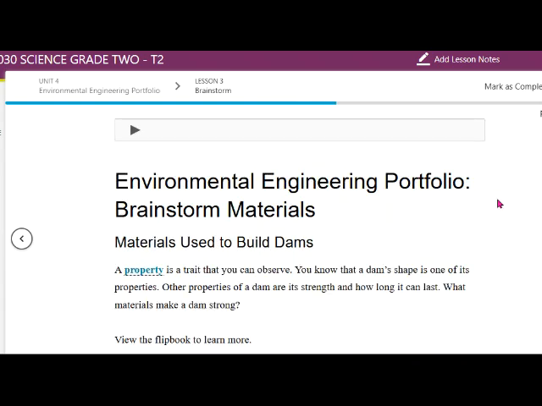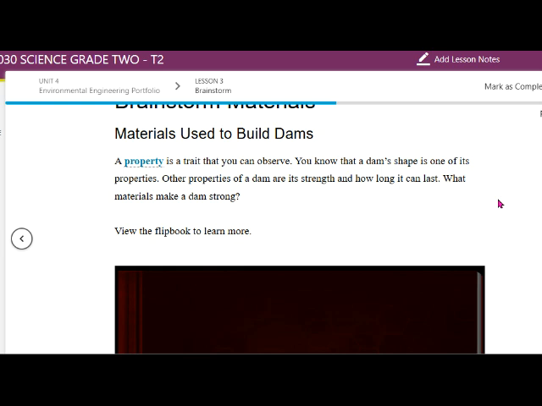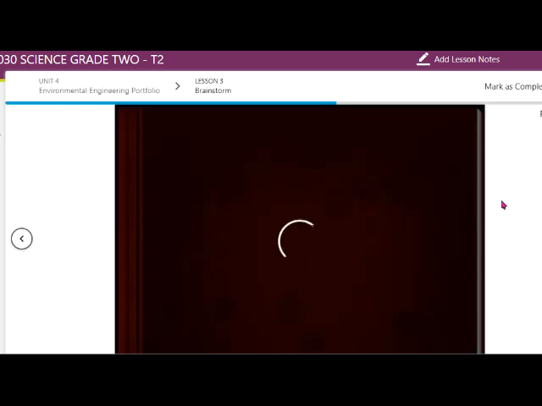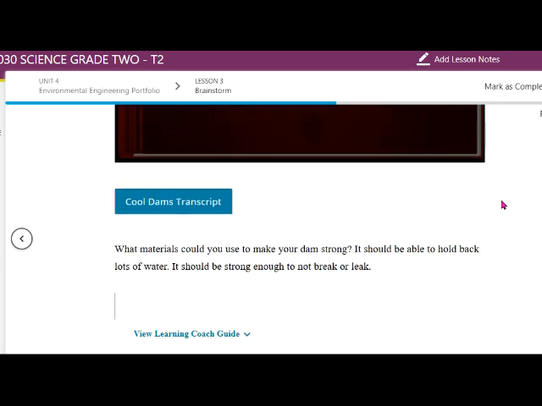A property is a trait that you can observe. You know that a dam shape is one of its properties. Other properties of a dam are its strength and how long it can last. What materials make a dam strong? View this flip book to learn more. It's going to show you some examples.